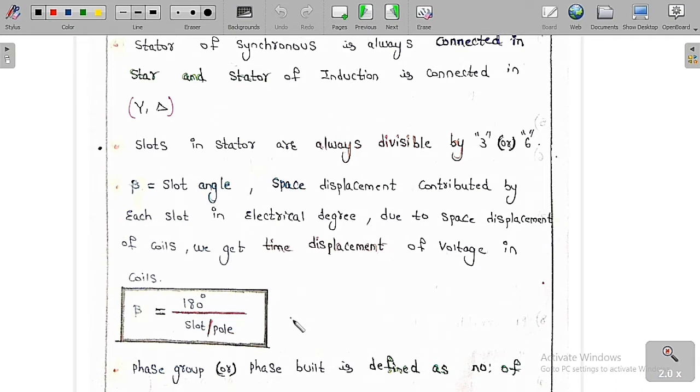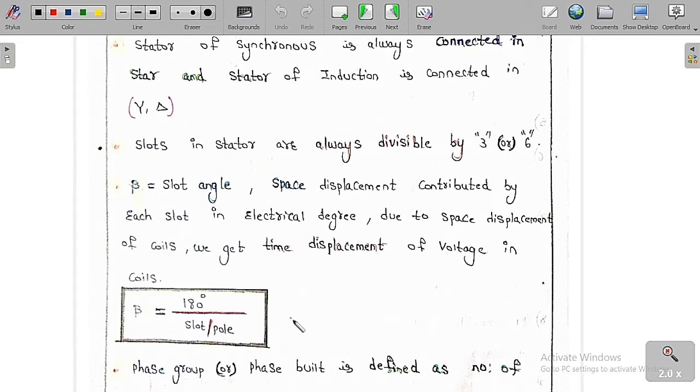Pole pitch is basically the center to center distance between two adjacent poles. It is measured in terms of the number of slots per pole or the number of conductors per pole. Like that we can discuss. So due to space displacement, we get the time displacement in the voltage induced in the coils also.